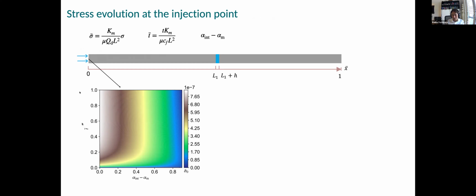This is sort of a heat map of the stress. On the x-axis is the difference in the Biot coefficient, which we change from 0 to 0.9. The colors correspond to the dimensionless stress, and the y-axis corresponds to the dimensionless time. I'm sorry, this is how the stress looks. At the injection point, for a small difference in the Biot coefficient, the stress is high.